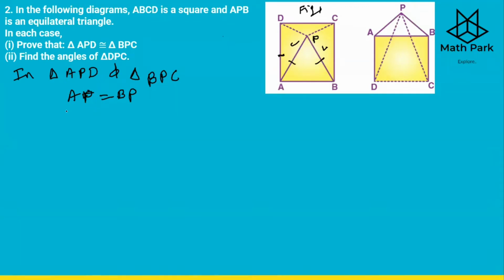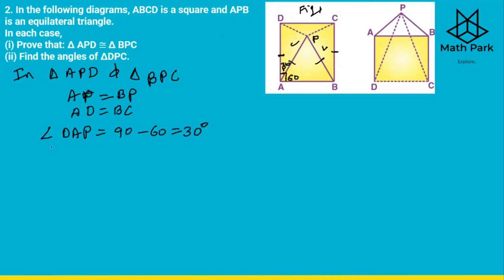Then we also have AD is equal to BC, because this is a square. So these two sides are equal again. And what about this included angle? This complete angle is 90 degrees. If this is 90 and this is 60, this is going to be 30 degrees. So this is how you get angle DAP is equal to 90 minus 60, which is equal to 30 degrees.